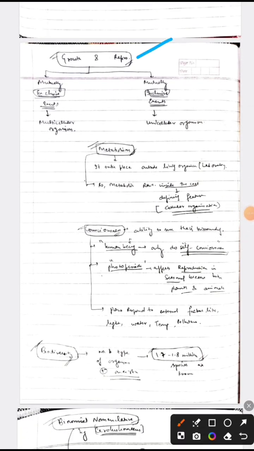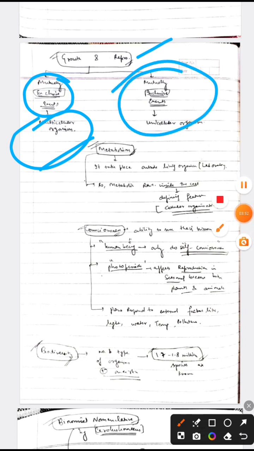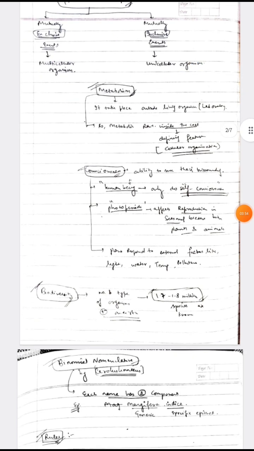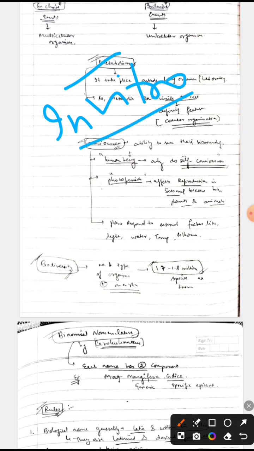Next is growth and reproduction. Growth may be an exclusive event present in the multicellular organism's body, but it is mutually inclusive also because it is present in unicellular microorganisms. Now next one is metabolism. Metabolism may take place outside the body, thus it is known as in vitro. So sometimes when metabolism takes place outside the body, it is called in vitro.